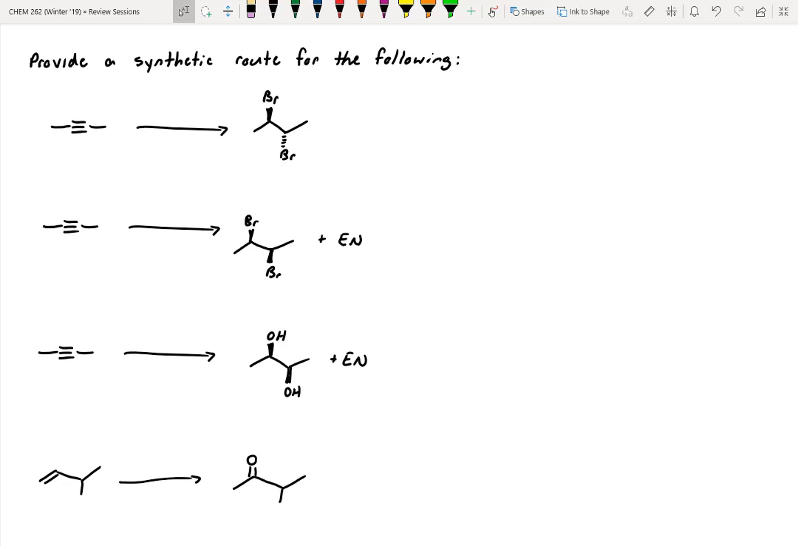We've got some more synthesis problems. I will say, historically, for second term organic chemistry, synthesis is where most people struggle. So don't feel alarmed if this is what you're having trouble with. You're not alone in that. I would say for these, pay very careful attention to stereochemistry. Some of these are a little bit more challenging than you might think.